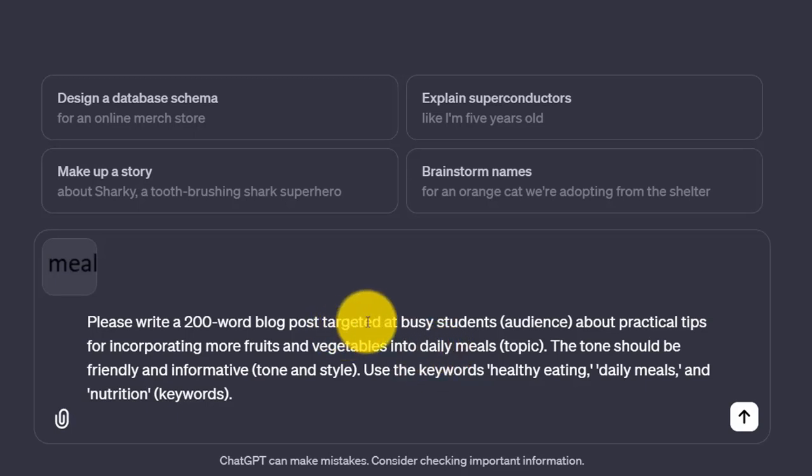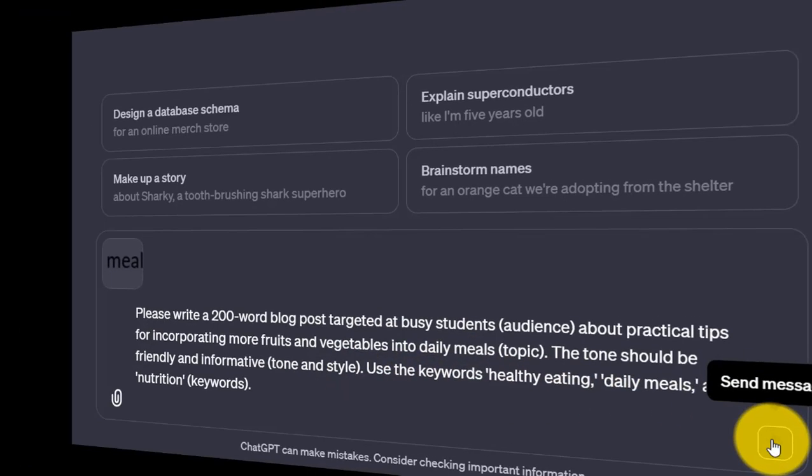Please write a 200-word blog post targeted at busy students, that's my audience, about practical tips for incorporating more fruits and vegetables into daily meals. That's my topic. The tone should be friendly and informative. That's my tone and style. Use the keywords healthy eating, daily meals, and nutrition. Those are my keywords. So let's see what ChatGPT Plus does with this prompt and if it factors in the little helpful hints I gave it along the way. So I'll slide on over here and we'll take a look.